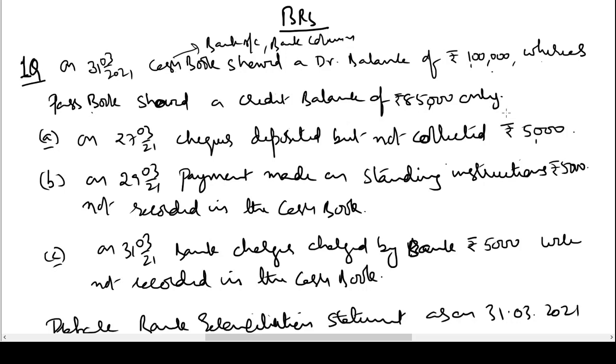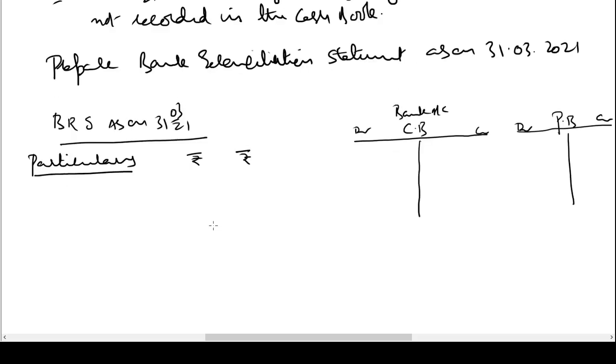Now let us start preparing a bank reconciliation statement. So on 31st March, cash book showed a balance of 1 lakh, but passbook is showing a balance of only 85,000. There is a difference because of these three differences, these three reasons of differences. Now how to show that the balance would have reconciled, that means the balance as per cash book would also have been the same as the balance as per the passbook if these three transactions were not there. That is what we show in the bank reconciliation statement. Now let us start preparing a BRS as on 31st March 21.